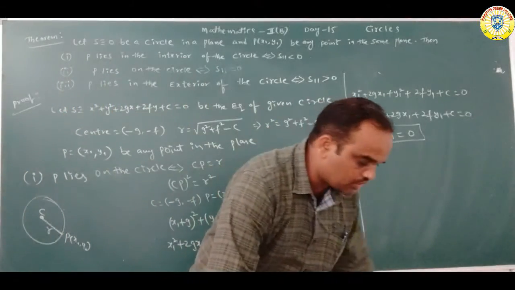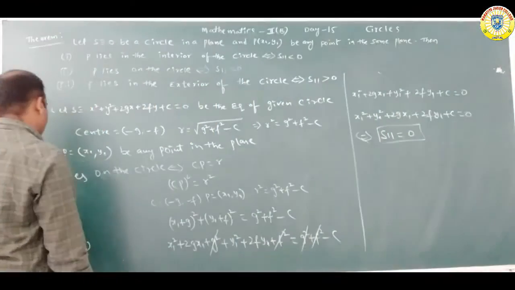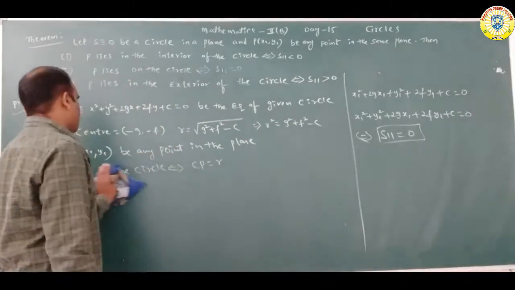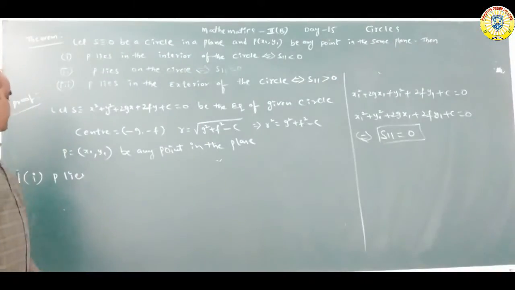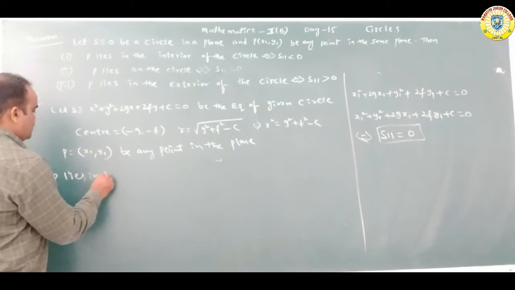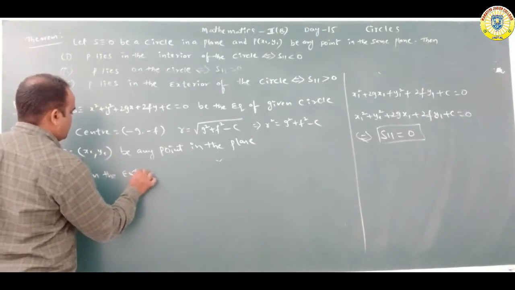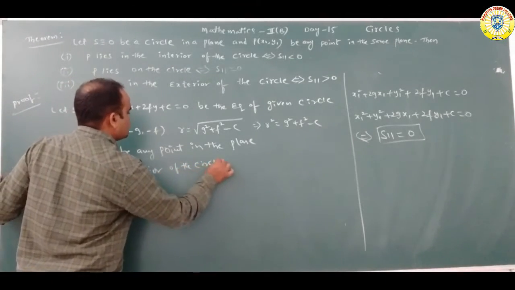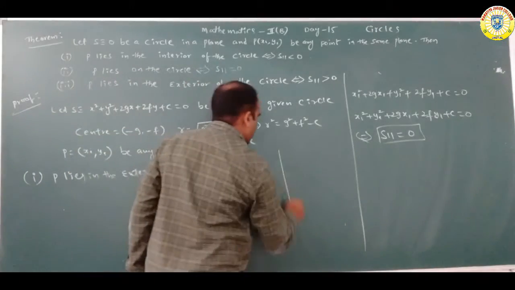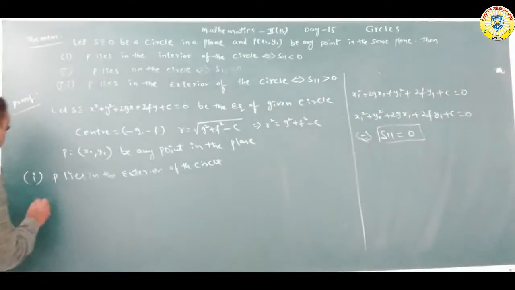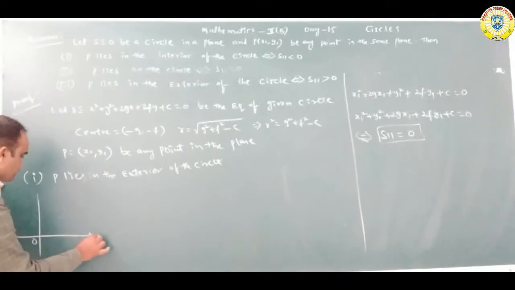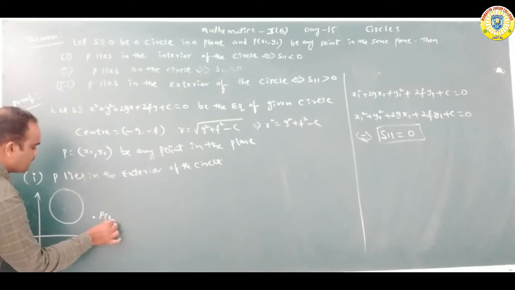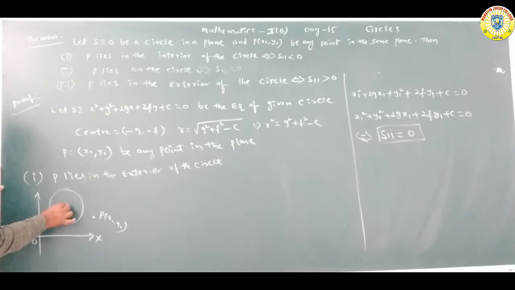Next one, the third one. Here, P lies at an exterior point of the circle. P lies in the exterior of the circle. Here the same proof applies. Here we draw the diagram. This is the coordinate system, X-axis, Y-axis. This is the circle. Here P is the exterior point of the circle.